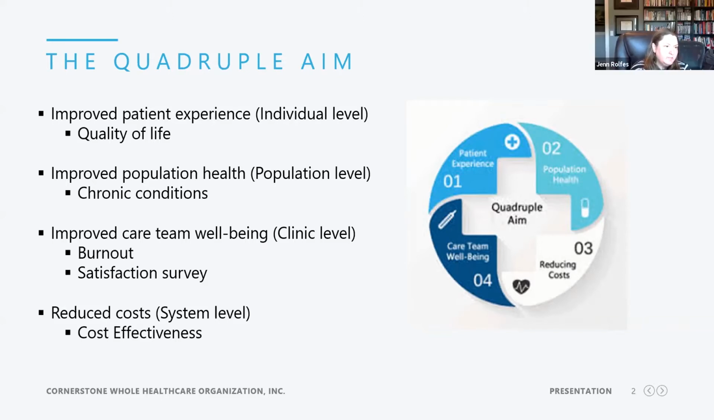So for patient experience, I think a lot about patient quality of life. For improved population health, we think about chronic conditions. It could be chronic pain. It could be diabetes, hypertension.